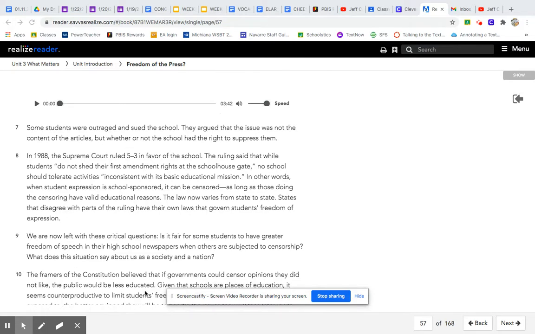We are now left with these critical questions. Is it fair for some students to have greater freedom of speech in their high school newspapers when others are subjected to censorship? What does this situation say about us as a society and a nation? The framers of the Constitution believed that if governments could censor opinions they did not like, the public would be less educated. Given that schools are places of education, it seems counterproductive to limit students' free speech. The more opinions students are exposed to, the better equipped that they will be to handle the issues that they will face later in life.